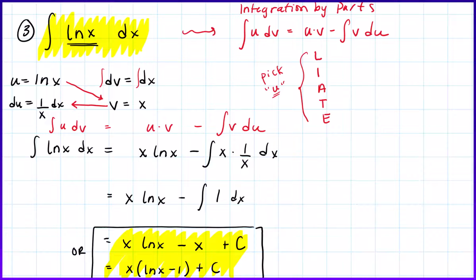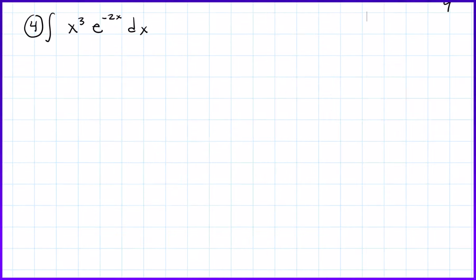It's a pretty basic function, and we didn't know what its antiderivative or what its integral was before we used integration by parts. All right, let's go to another one. Okay, let's take a look at another example. So we've got the integral of x cubed e to the negative 2x dx.